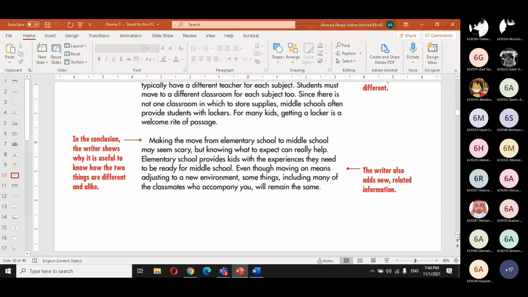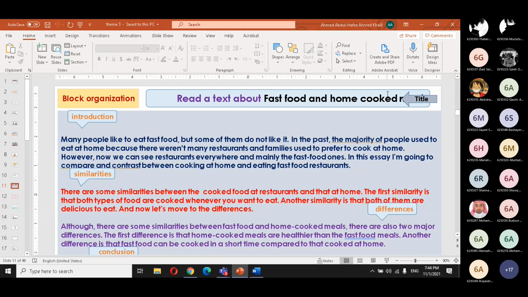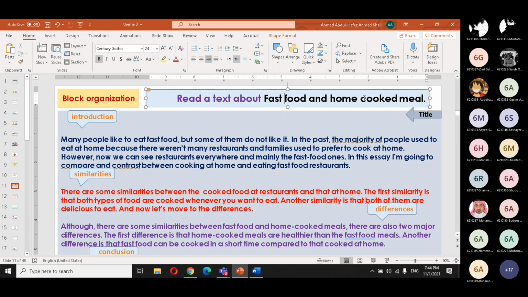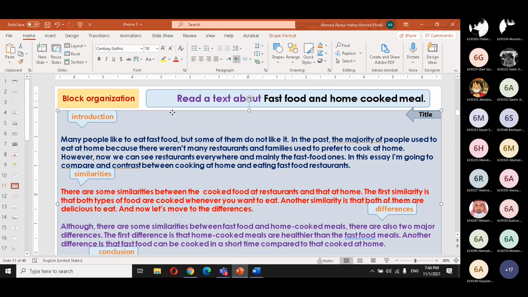It's about fast food. Differences and similarities between fast food and home cooked food. Okay, you can eat fast food in a restaurant, or you can eat your food that's cooked at home. So they are different. What's different? What's similar? So have a look at the introduction.